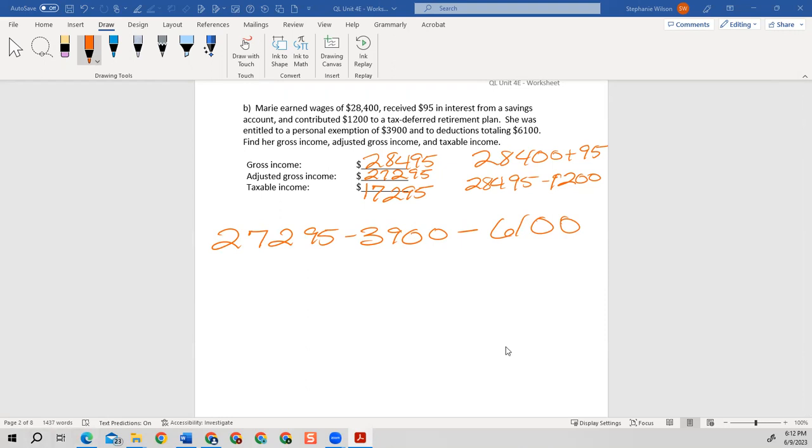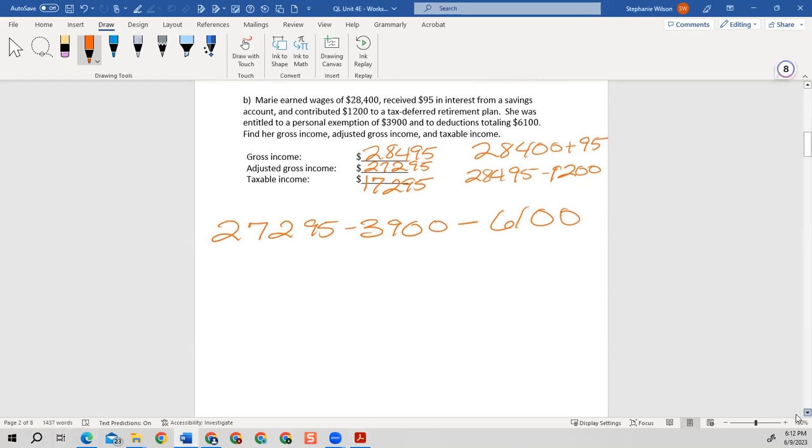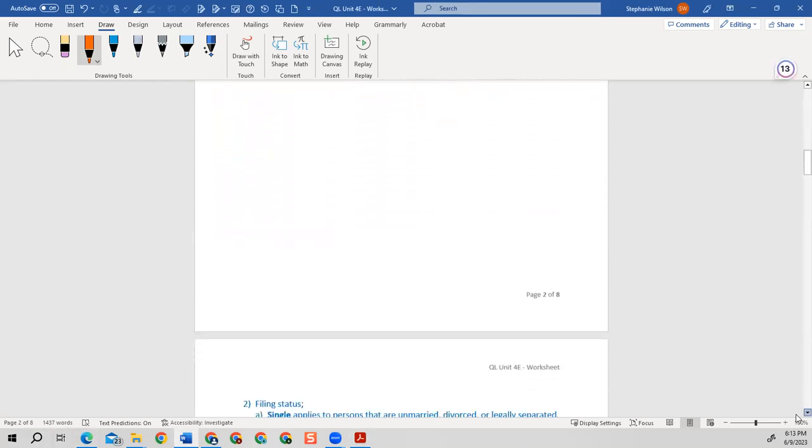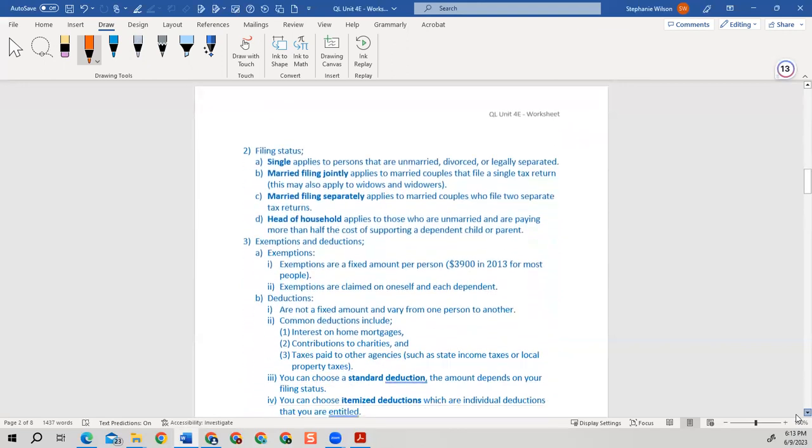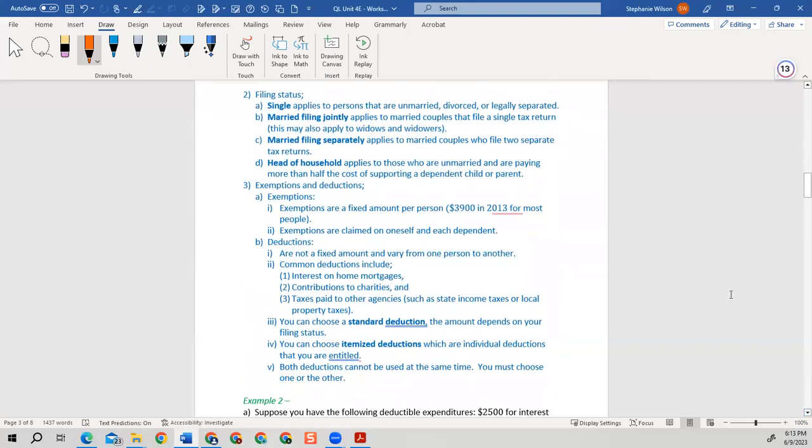Our next example says, oh, okay, if you want to take a minute, let's talk about this part here. So you got single, which is unmarried, divorced, or legally separated. You got married filing joint, so you're married. You can file that way. Married filing separately, you're still married but not together. Head of household, you are a single person with a dependent.